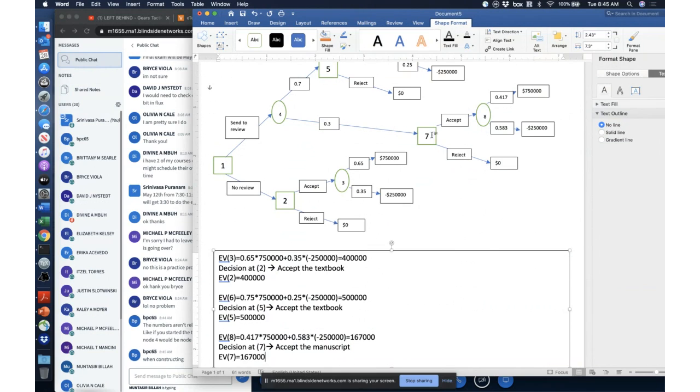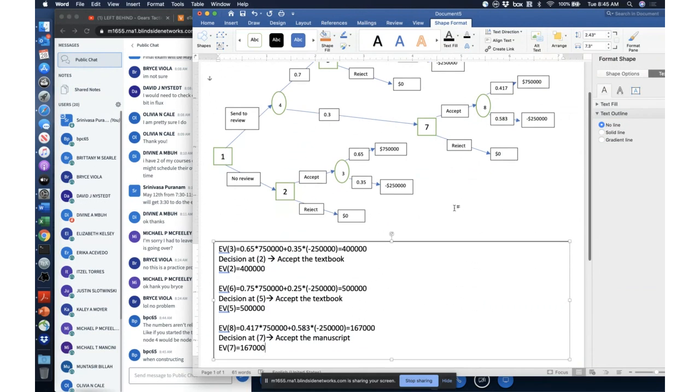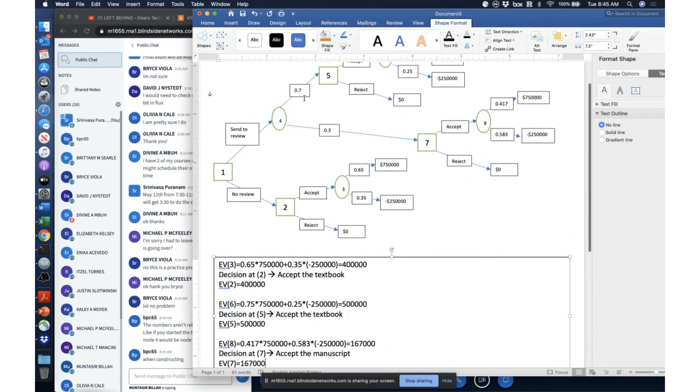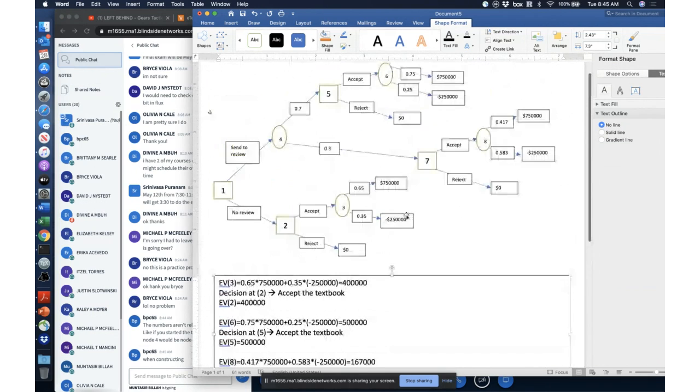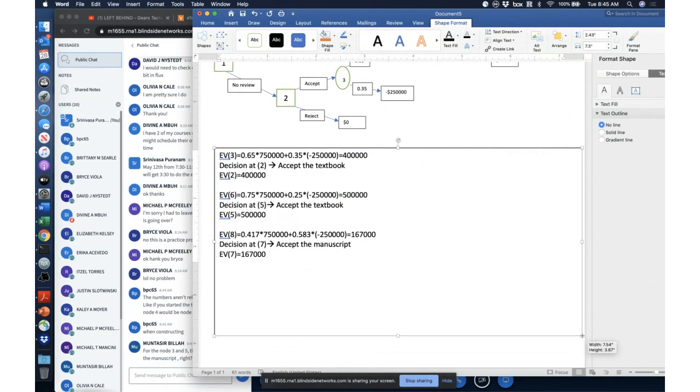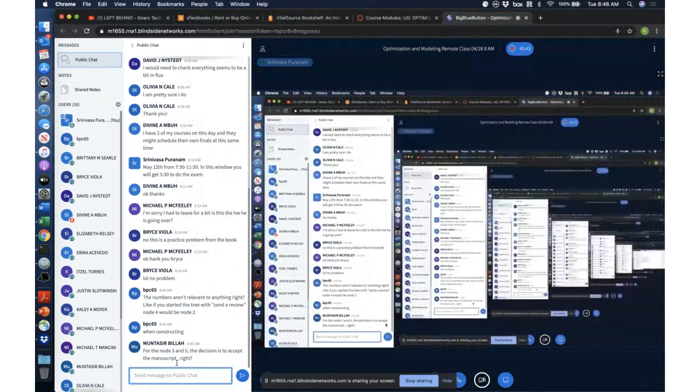So it looks like in any case, you'll be accepting the manuscript one way or the other. Now it comes down to whether you want to send it to a review or not. So let's calculate that. There's a 70% chance. Now we have to calculate the expected value at node 4. For node 3 and 5, the decision is to accept the manuscript.